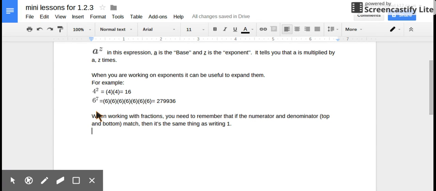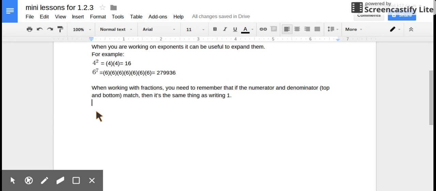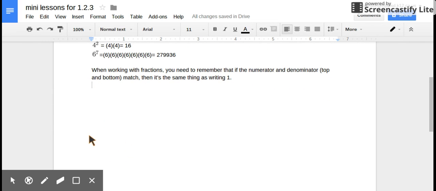The next little reminder I want to give you is what to do when you're working with fractions. So a fraction, in case you don't remember, is really just a division. It says the numerator, whatever that number is, divided by the denominator. So when you're working with fractions, you need to remember something important. When those two numbers match, the top and the bottom, then it's the same thing as writing 1, because it's like saying 5 divided by 5 is 1.